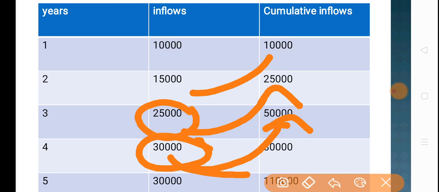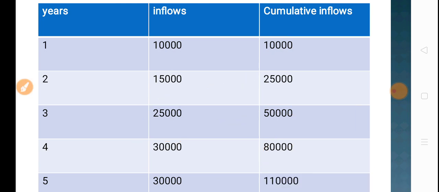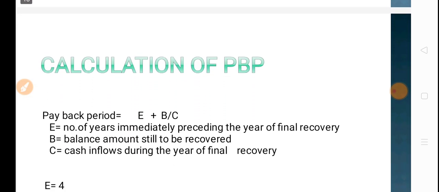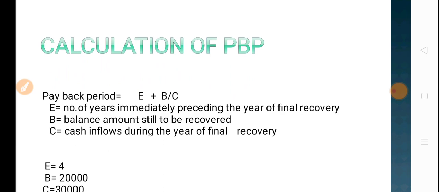Okay, we are adding the current year plus previous year's inflows. We can call it cumulative inflows for finding the payback period when the cash inflows are unequal. We want to find this out, so we want to create a table like this when they have a question related to this. Okay, so we go to the calculation of payback period.